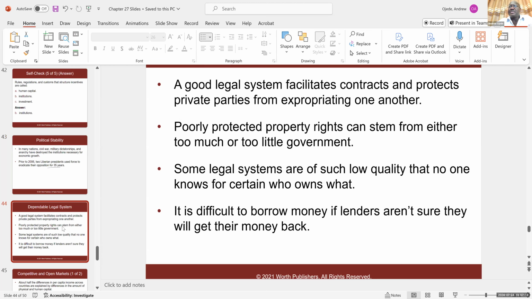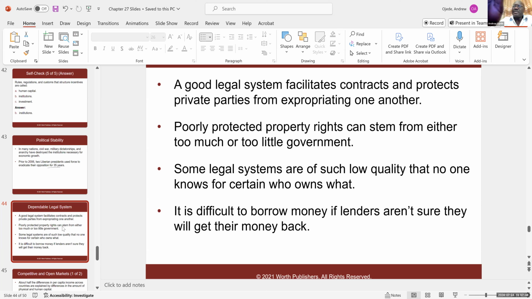A good legal system facilitates contracts and protects private parties from expropriating one another. That's right. If you have a good legal system that enforces contracts, then two companies that enter into a legal contract are going to have no incentive to cheat, because they know that if one cheats and doesn't abide by the terms of the contract, they're going to get sued and there are going to be penalties.